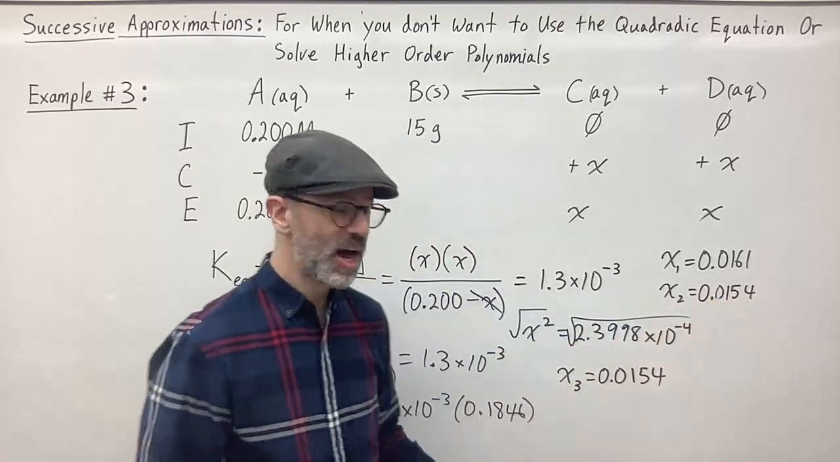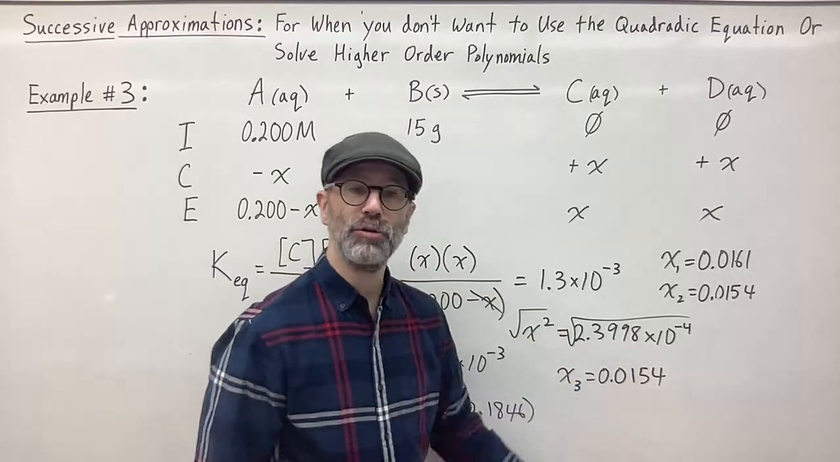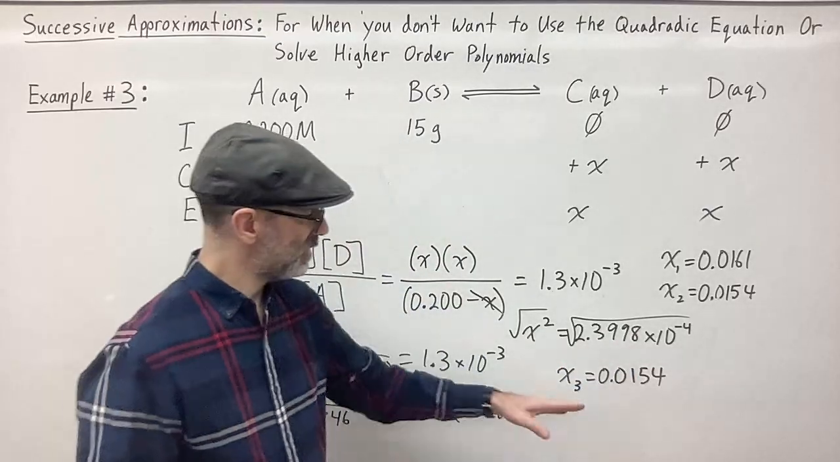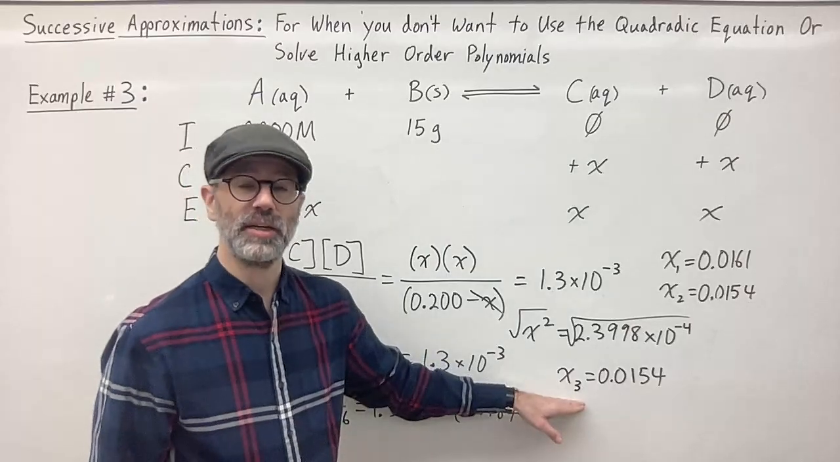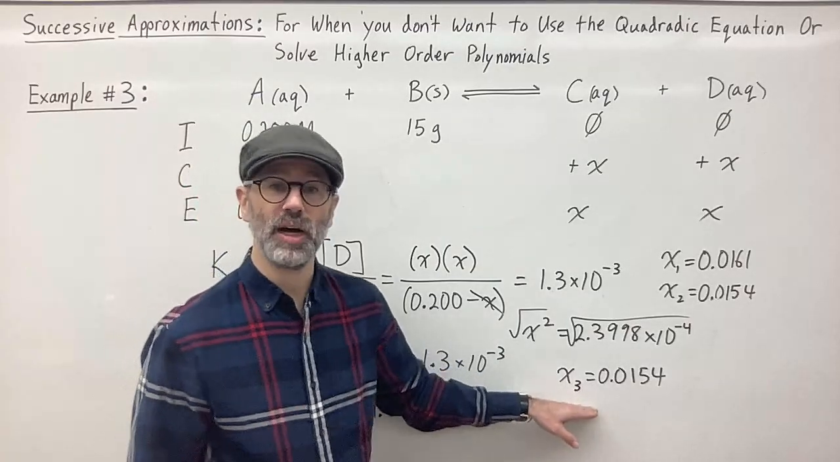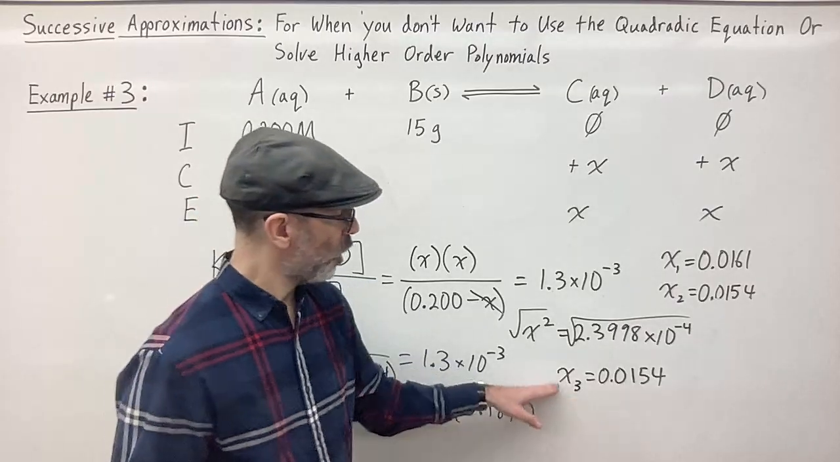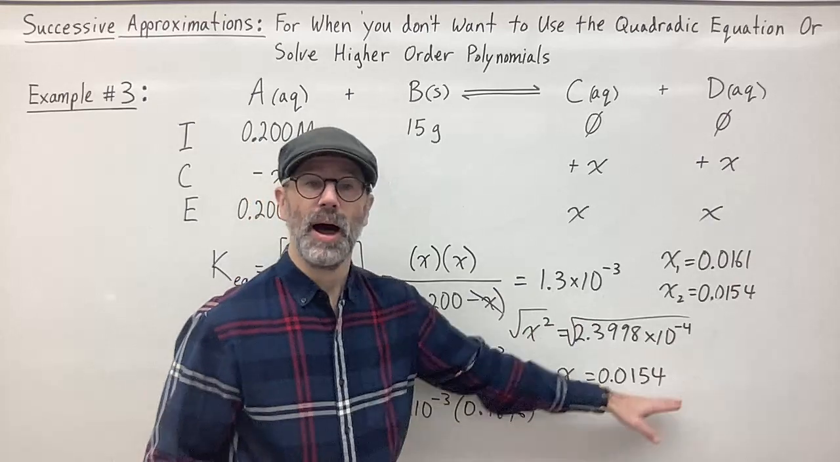And now look, this third x value I got is the same as the second one, so that means I can stop, and I have now reached the actual value of x. Now, this is not an approximation. This is the exact value that you would have gotten if you had solved the quadratic equation using the quadratic formula, right? So this is a much faster way.